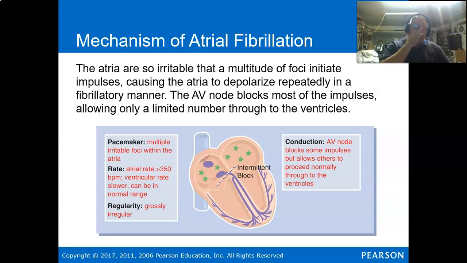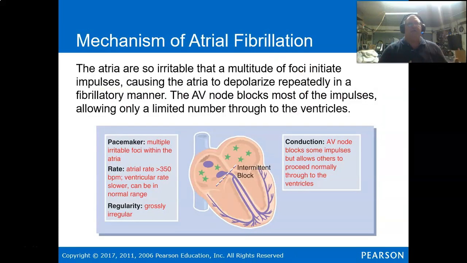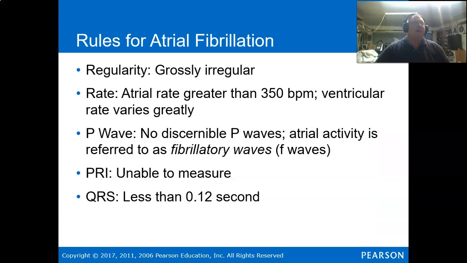By the way, when we determine this one, let's go back to A flutter for a minute. Guys, most of the time, A flutter is regular. Most of the time, it is regular, okay? There might be some irregularity to it if it's variable conduction. The thing about AFib is there are no discernible P waves, and it is grossly irregular. I'm going to use the term irregularly irregular.